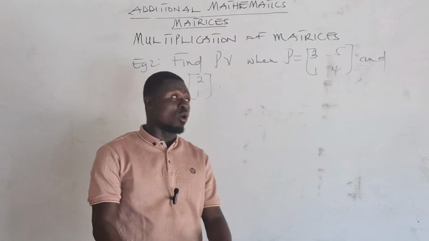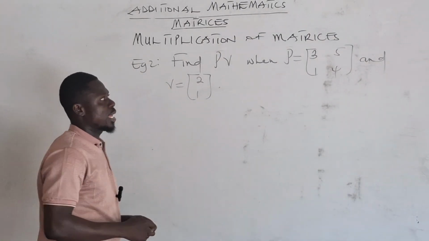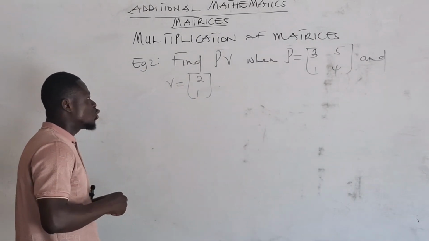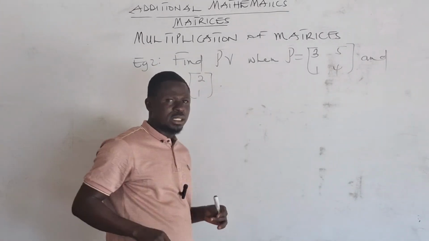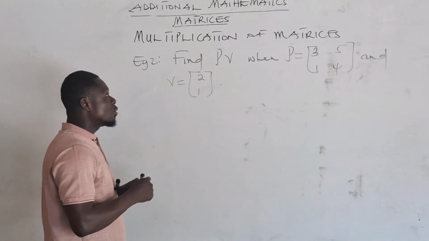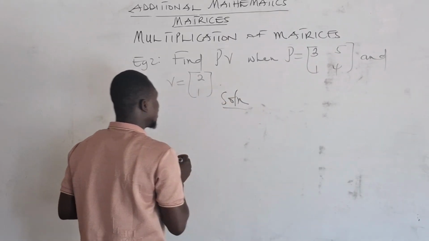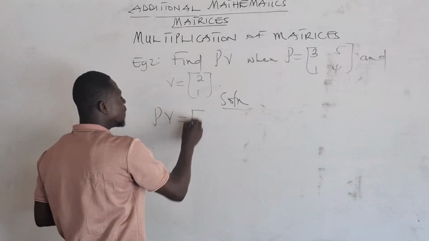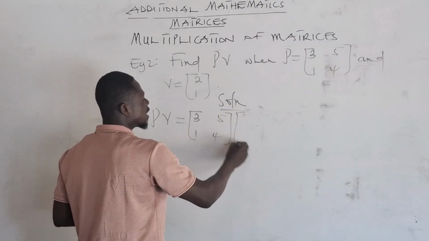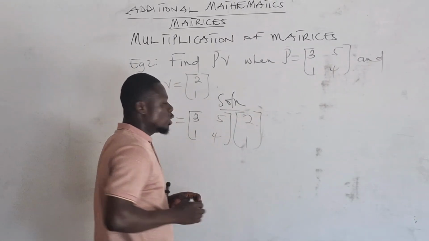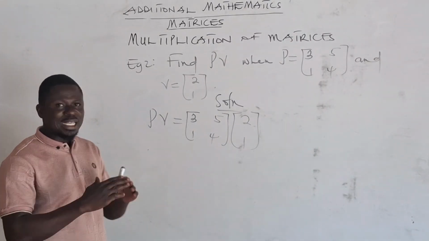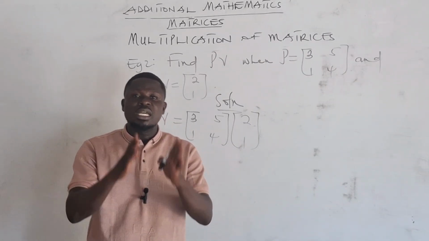In our second example, we have find PV when P is equal to 3, 5, 1, 4, and V is equal to 2, 1. Now we have a 2 by 2 matrix multiplying a 2 by 1 matrix, a column matrix. So let's see how we solve this and what we will obtain. So PV will be P, which is 3, 5, 1, 4, multiplying 2, 1. In the first matrix, we have 2 rows, 2 columns. But in the second matrix, we have 2 rows, 1 column.